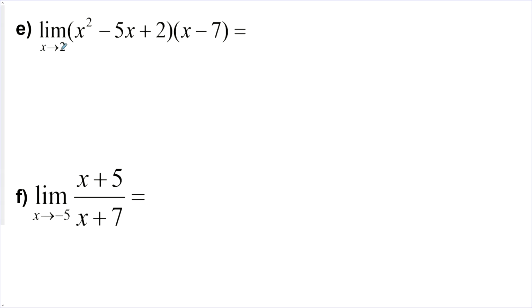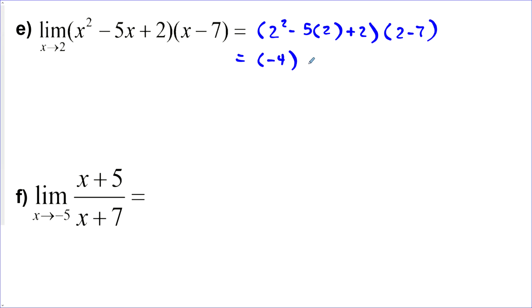Let's let x go to 2 here. So we'll say 2 squared minus 5 times 2 plus 2, 2 minus 7. And this will be 4 minus 10 plus 2, -4. And 2 minus 7 is -5. And that equals 20. And let's put in this value here.